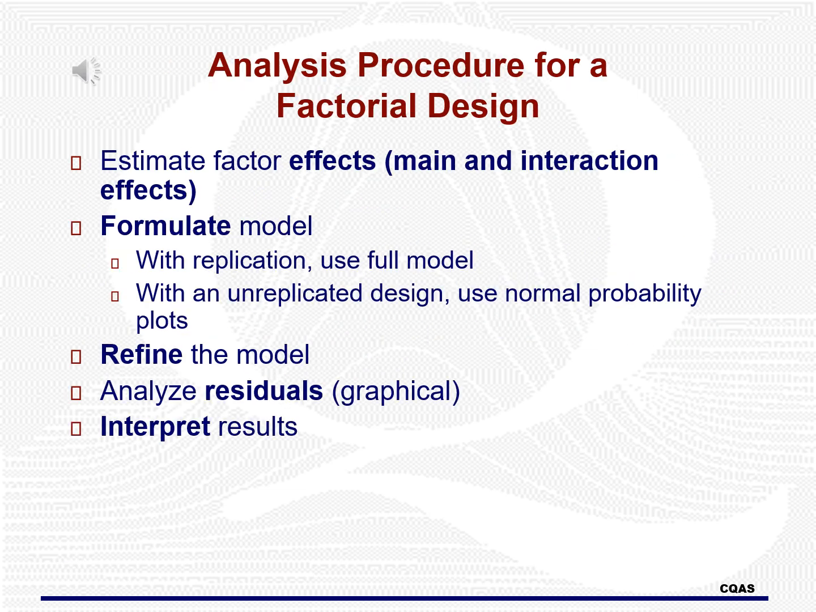Here's the basic checklist for analyzing a factorial design. First, estimate the main effects and interaction effects. Then, formulate a model. If the design is replicated, you can use the full model. If it's unreplicated, a normal probability plot may be helpful. Finally, refine the model, analyze residuals, and interpret the results.